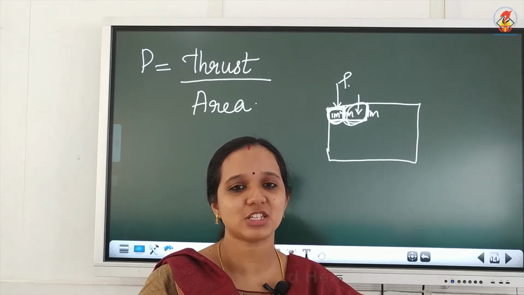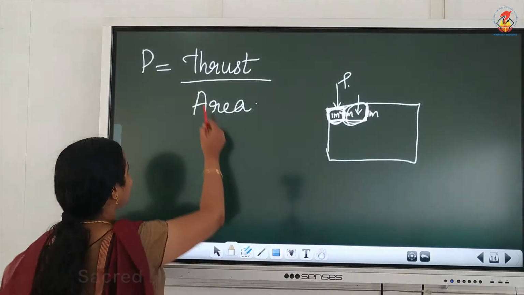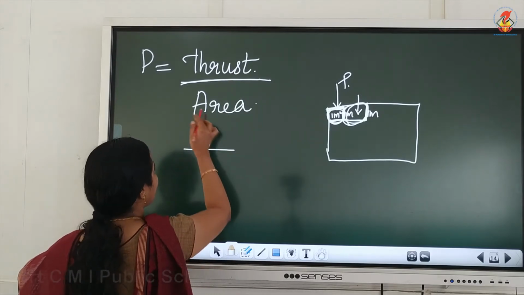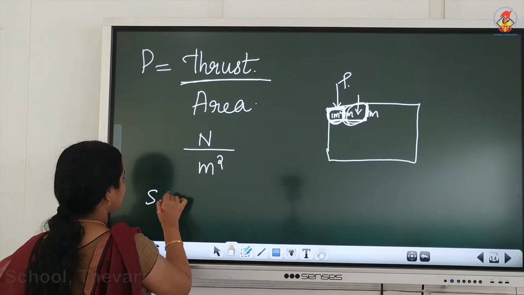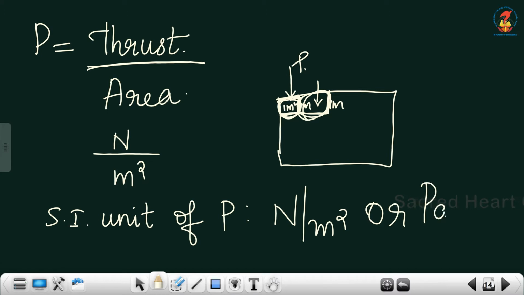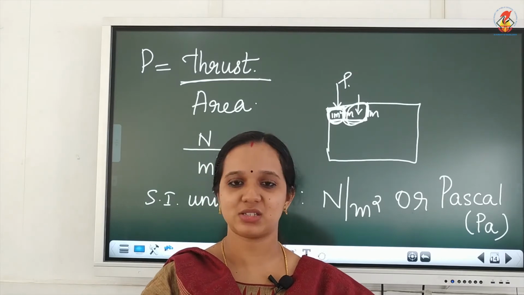The force experienced by a unit area of an object is known as pressure, and we know that the SI unit of thrust is Newton and the SI unit of area is meter square. So, the SI unit of pressure is either Newton per meter square, or you can go for the unit Pascal, represented by the letters Pa. So, the SI unit of pressure is Newton per meter square or Pascal.